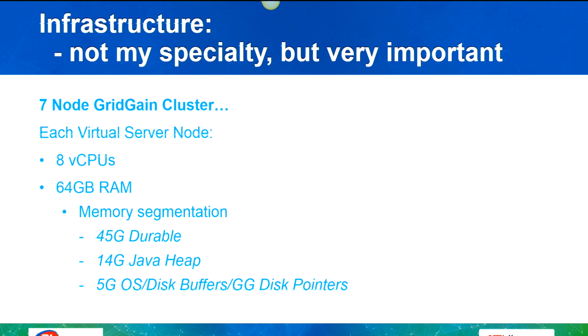Infrastructure is not my specialty, but I gathered this information, and if there are any infrastructure questions, I can certainly bring those back and get you the answers. We're running a 7-node GridGain cluster on the Ultimate Edition, and each node is a virtual node with 8 CPUs and 64 gigabytes of RAM. We segment the RAM into durable memory, or what I would call off-heap memory, 45 gigs, and that's where all of our data that we'll talk about today is stored. Then we give the JVM 14 gigabytes of memory, and that's where the SQL processing occurs. It'll take data and move it from that durable memory into the SQL engine to run queries against it. And then we have 5 left over for the operating system and various other things the system needs to do.